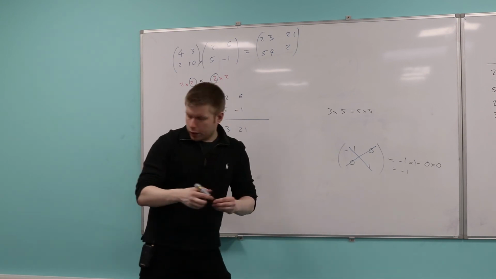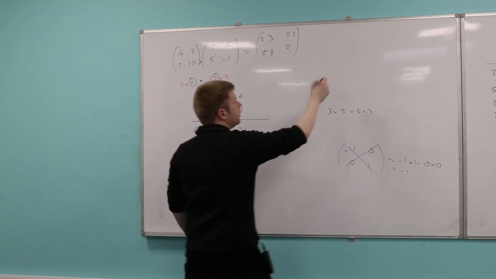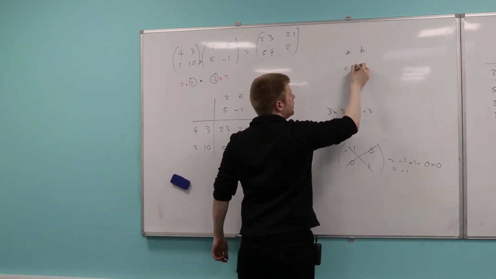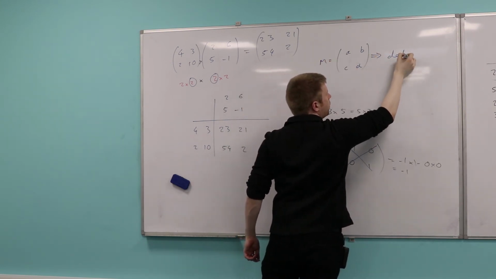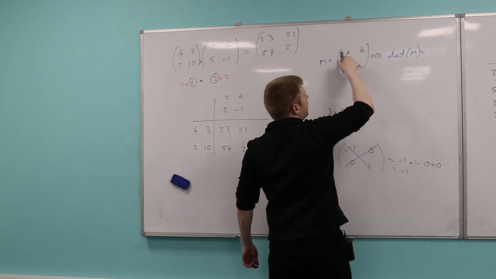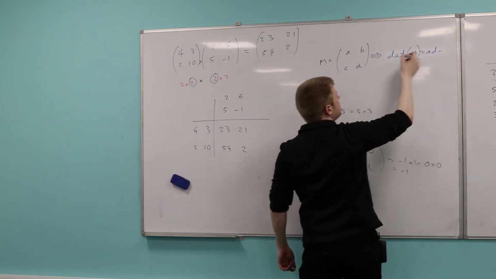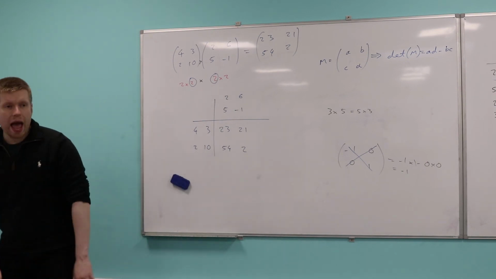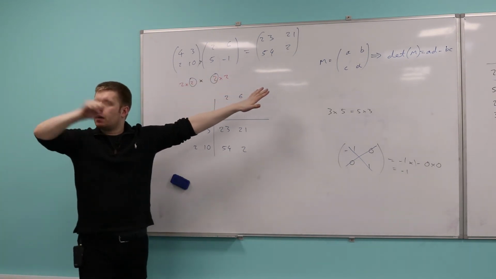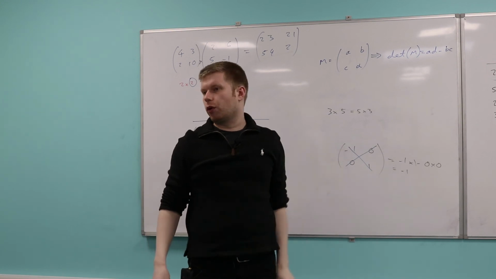So in general, if you have a matrix that looks like this, A, B, C, D, that's your matrix, that implies that the determinant of that matrix will be A times D minus B times C. That's it. And just be aware, all the determinant tells you is how many times bigger your new shape is going to be compared to your old shape. That's it.